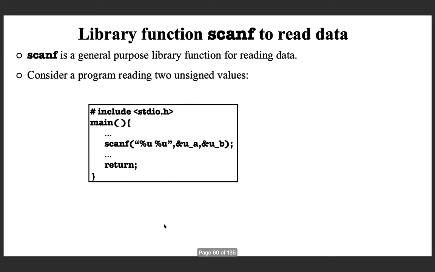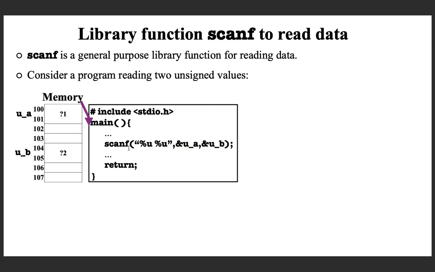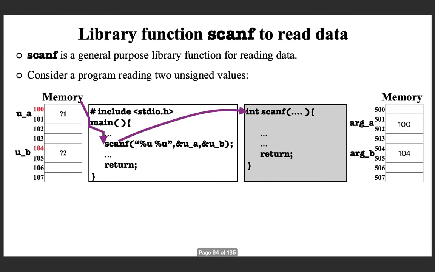Now what I said is, rather than passing UA and UB, just pass the addresses of unsigned A and unsigned B. You can see how it executes. Memory gets allocated for UA and UB as usual, unknown values, but when the control comes to this, rather than passing unknown values, now you are passing the addresses of UA and UB. So a new function is being created in memory, and the arguments are now getting the addresses of these variables rather than their values, 100 and 104.